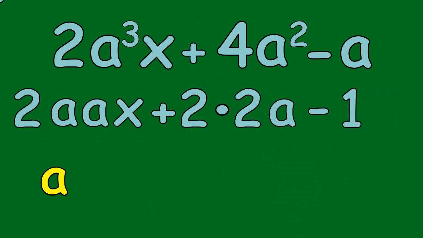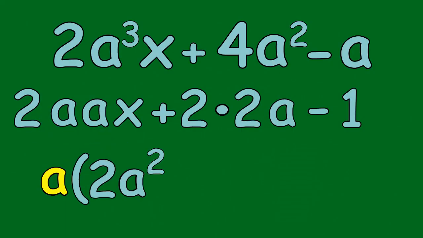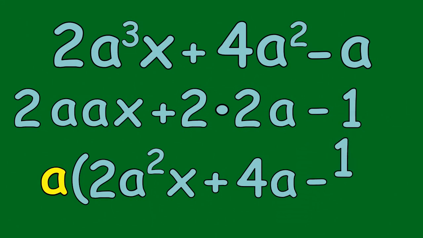Now, it looks like we took everything away from the last term, but we didn't. Remember, we're actually dividing. When we divide a by a, we get 1, so we need to put a 1 there. So after we factor out the a, we're left with 2a squared x plus 4a minus 1.